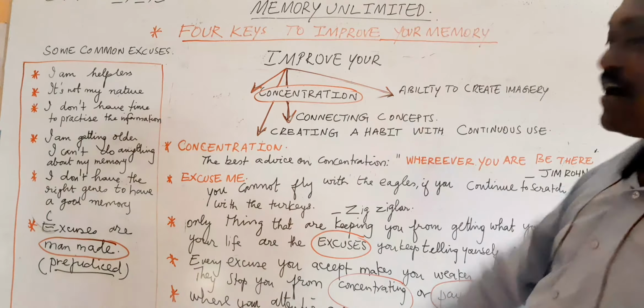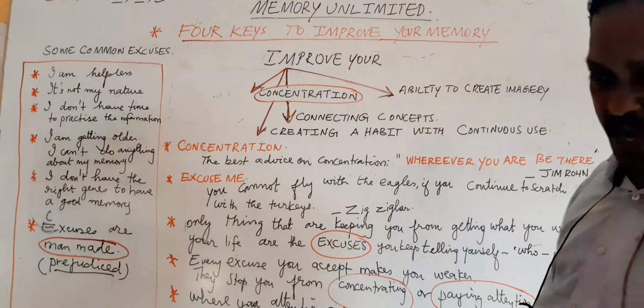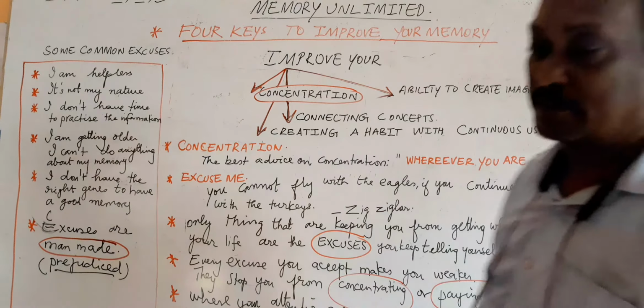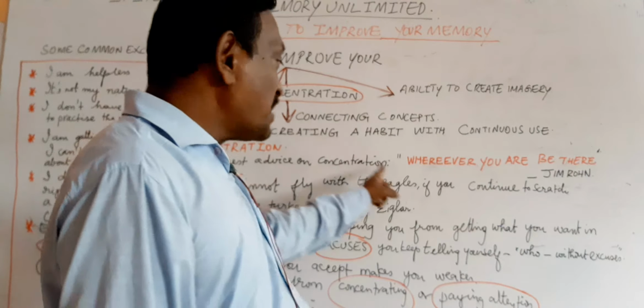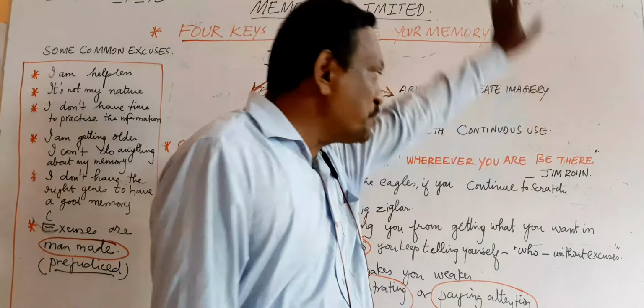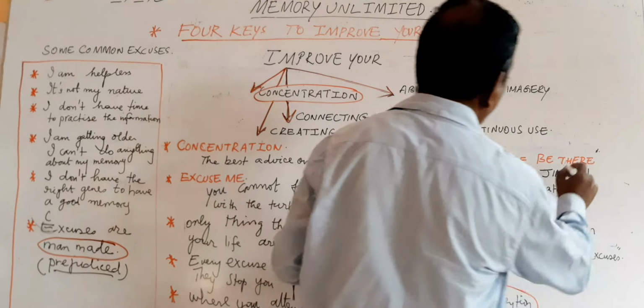The best advice on concentration is wherever you are, be there. Now, this has been said by a great psychologist, Jim Rohn. I repeat, the best advice on concentration is wherever you are, be there. That's important. Wherever you are, be there.